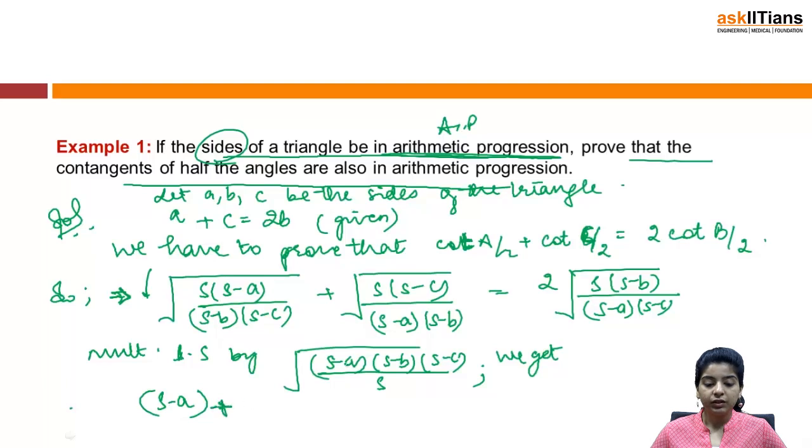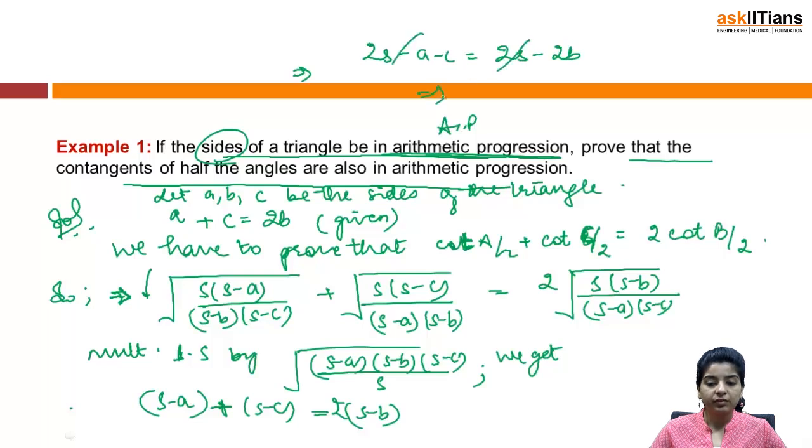This term gives me, now s gets cancelled and (s minus c)(s minus a)(s minus b) gets cancelled, and is equal to, again s minus a, s minus c gets cancelled, s gets cancelled, so I am left with 2s minus b. So this implies 2s minus a minus c is 2s minus 2b, s gets cancelled, 2b is a plus c, and that is exactly what is given.